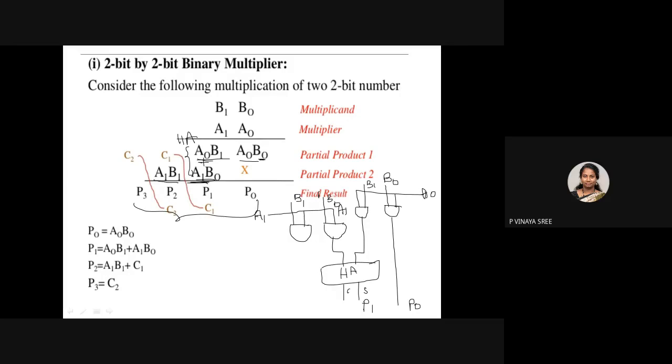Next is A1 B1. So this is your A1 B1 as one operand, and the other one is the carry C. We are taking these two and connecting them to a half adder, and the output from this will be one sum and the other one carry. So this is your P1, and the sum, the output of this, is stored in product P2, and this carry is P3. In this way, we are designing a multiplier.